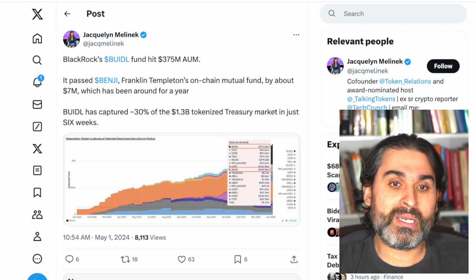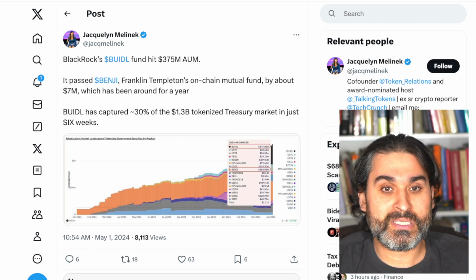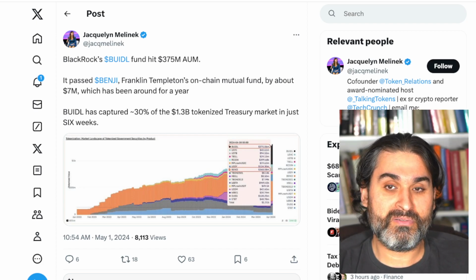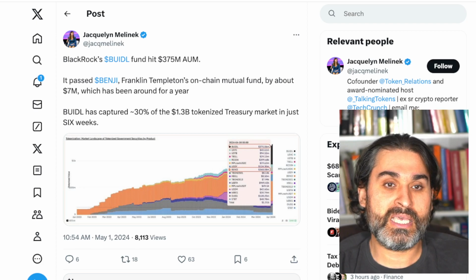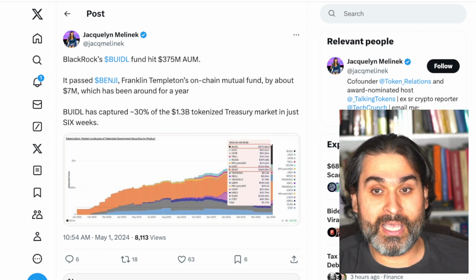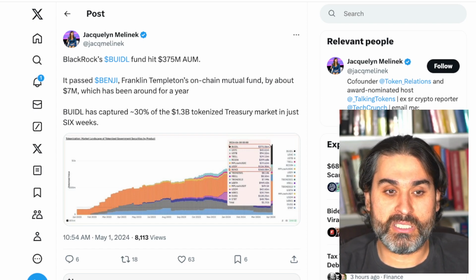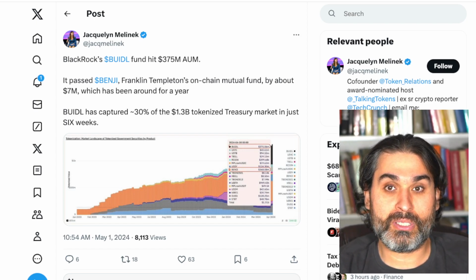So the Buidl fund has captured 30% of the $1.3 billion market in just 6 weeks. This is amazing growth from the Buidl fund. It's going to be really interesting to see if they have more funds that come online and how they're all going to work. But definitely this is very interesting to see how that's happened so far.